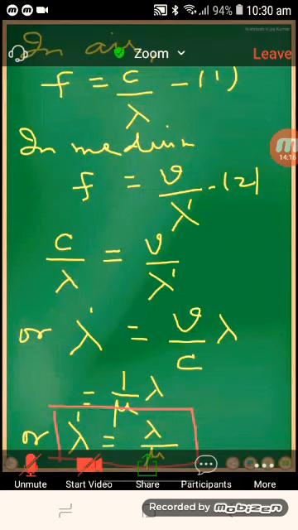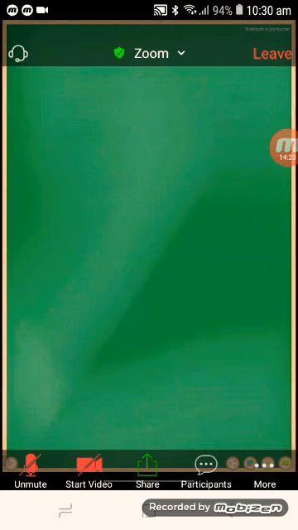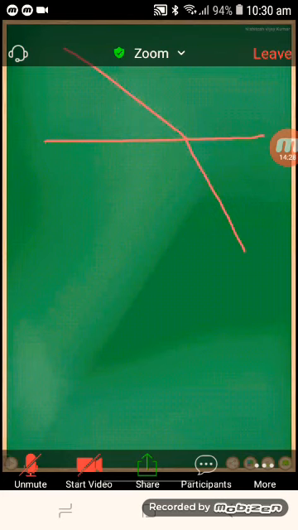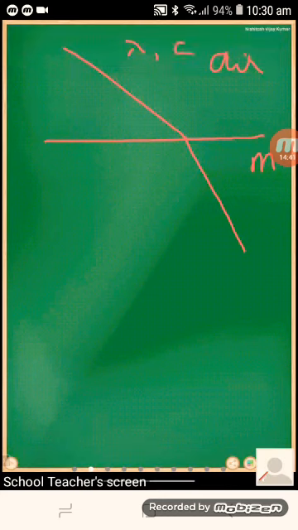I hope it will be clear to you. What we are doing is allowing the light to travel from one medium to another medium. Let one medium be air and the other medium be any medium M. In air, the wavelength of the light is lambda and the velocity of light is c. In the other medium, the wavelength changes to lambda dash and the velocity changes to v.